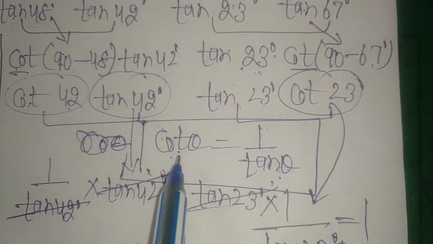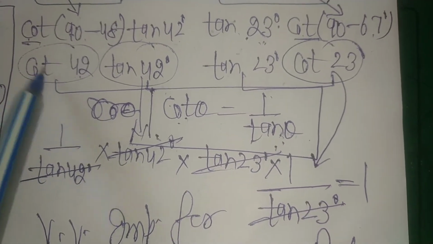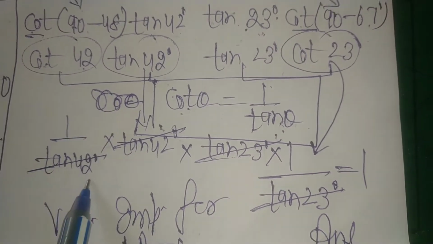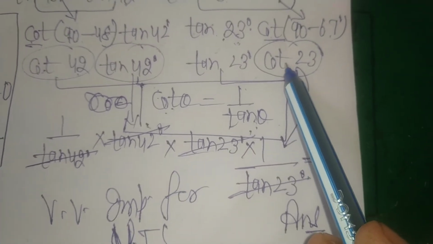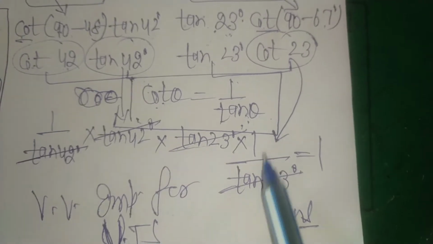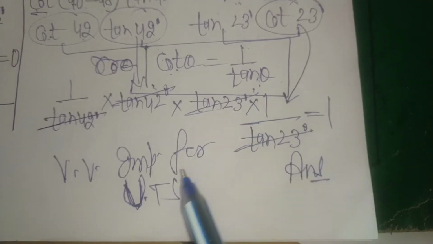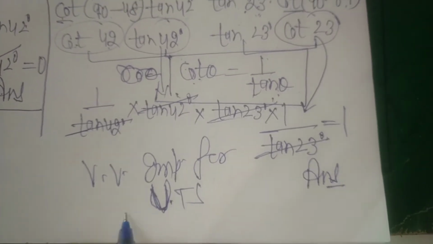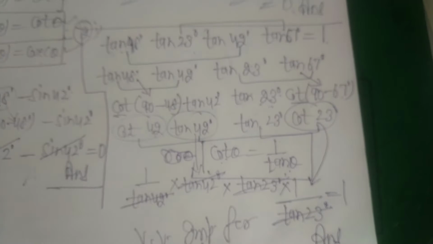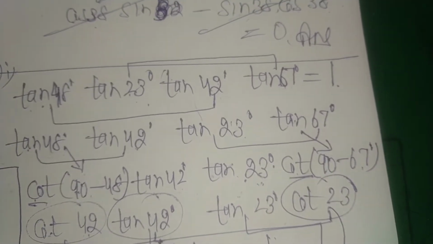So we know that cot theta equals 1 by tan theta, right? So I will convert this cot as 1 by tan 42. So this and this will cancel. Again I will change this cot 23 as 1 by tan 23. This and this again cancel. So this is 1 equal to 1. So this is a very important question for the UTs. So try to do this question with your own hand. This is a very important question.